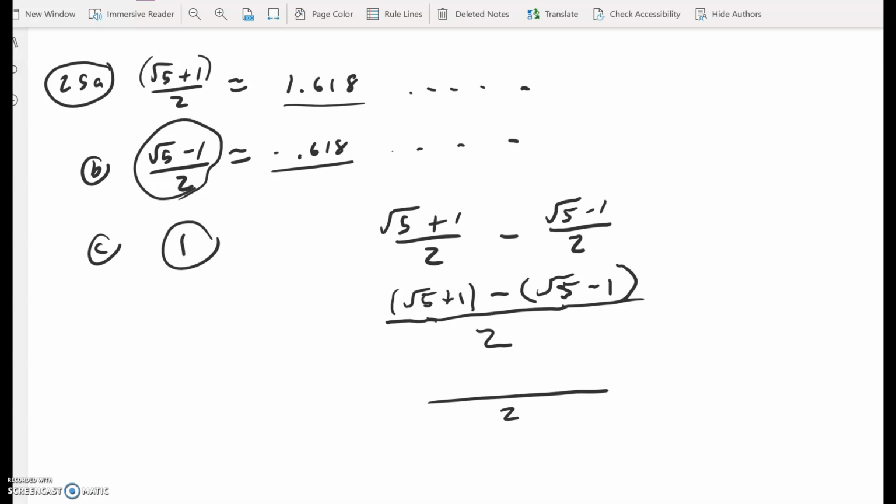My Microsoft pen is not performing well. So we're going to distribute this minus sign through. And the square root of 5 minus the square root of 5 cancels, and we get 2 over 2, which is exactly 1. So this should be exactly 1.